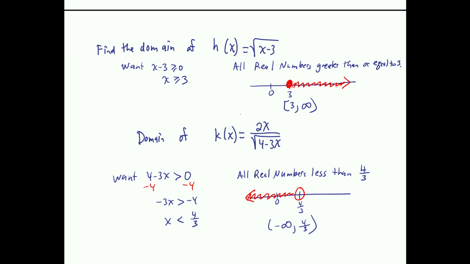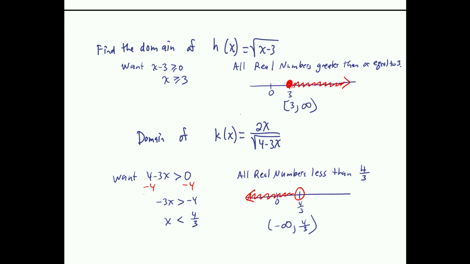Now, if that radical is in the denominator, so say we've got k of x equals 2x over the square root of 4 minus 3x. Now, not only can the 4 minus 3x not be negative, but it can't be 0. So we want 4 minus 3x to be greater than 0. So subtract a 4 from both sides. You get negative 3x greater than negative 4. Remember, when you divide by a negative or multiply by a negative, it's going to flip the inequality. So you're going to get x is less than 4/3.